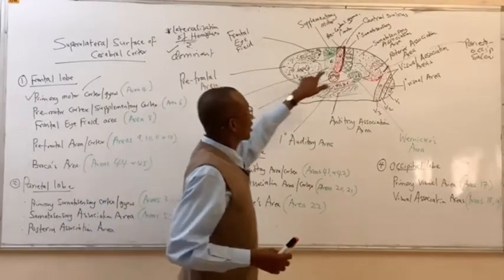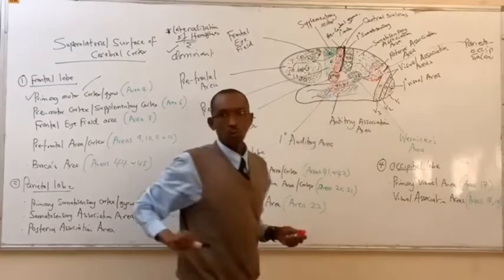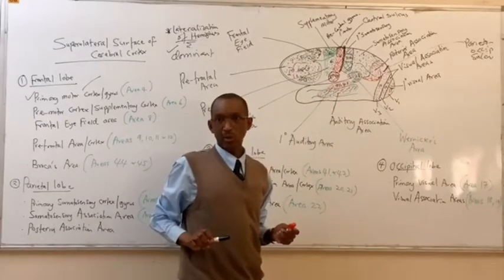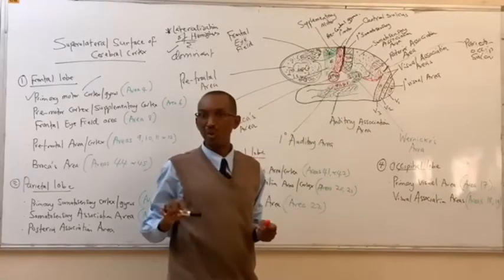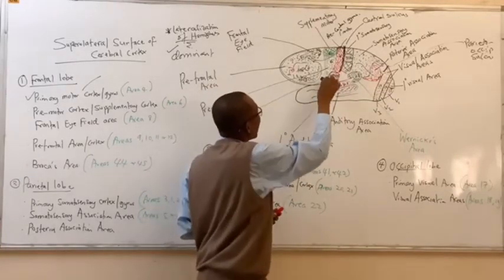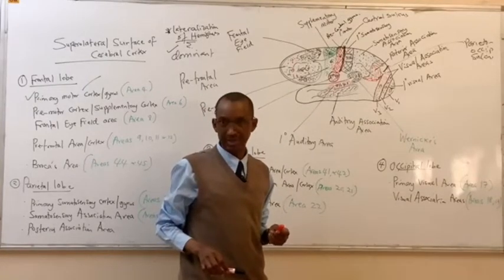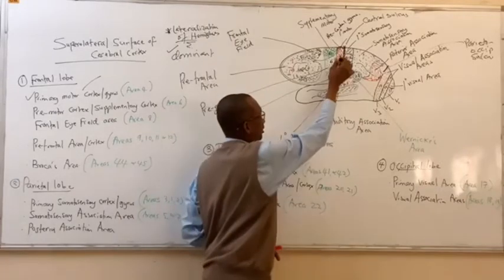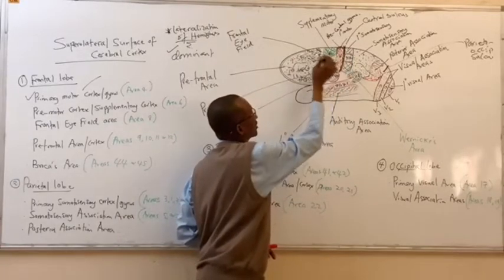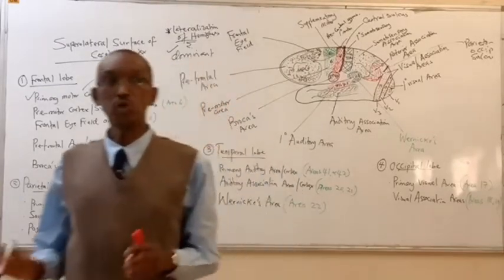So since we are now aware that our primary motor cortex or area is responsible for the initiation of our movement, there is an area anterior to that primary motor cortex. That area, because it is before the precentral gyrus or the primary motor area, is called Premotor Cortex or Premotor Area.